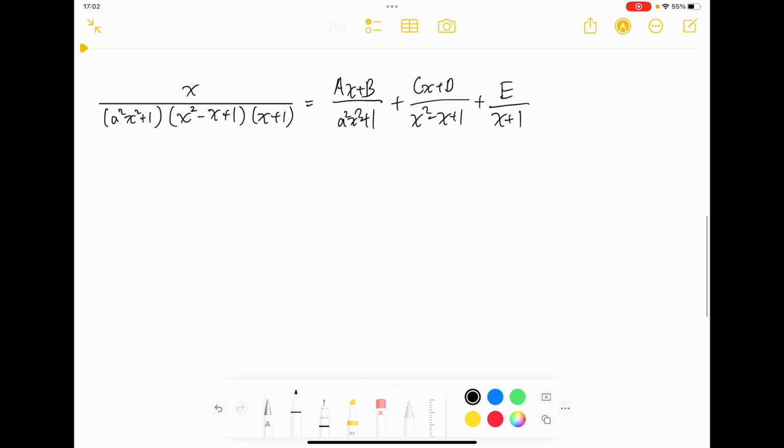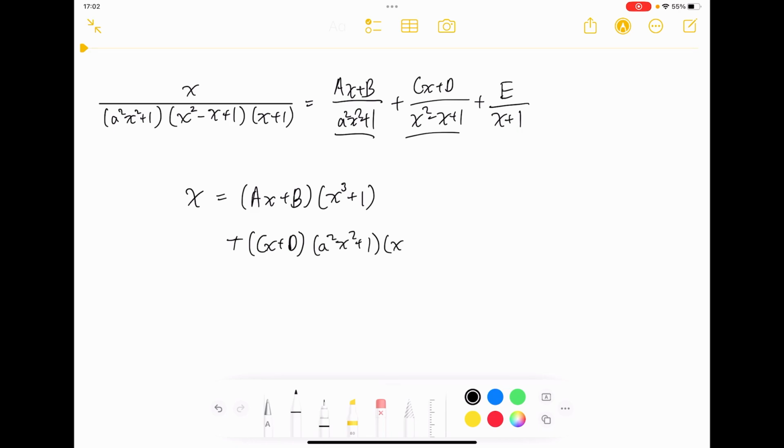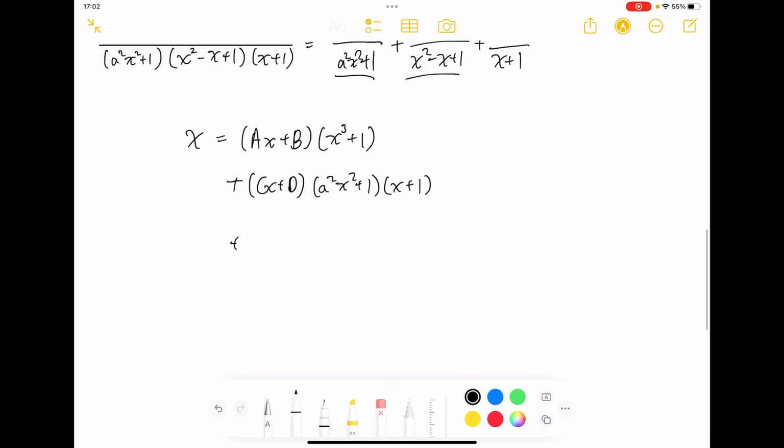Anyways, we're going to multiply through by the denominator because that's usually how you do partial fractions. So we're going to get ax plus b times whatever's not this, so x squared minus x plus 1 times x plus 1, but we know that this is just the factorization of x cubed plus 1. So let's put that in, plus cx plus d times whatever's not in its denominator, so a squared x squared plus 1 times x plus 1. And similarly, e, whatever's not in its denominator.